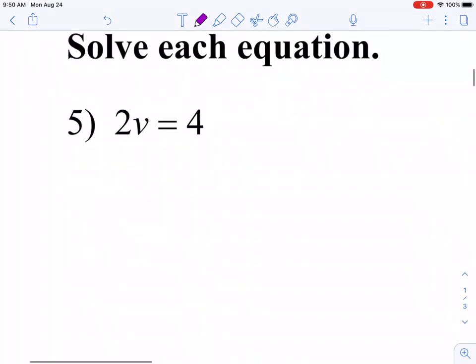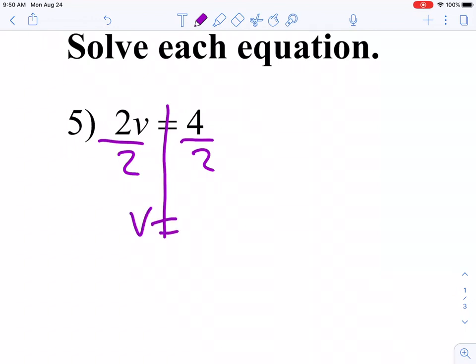For each equation, in number 5, 2 is multiplying with v. The opposite or inverse of multiplication is division, so we are going to divide 2 to both sides to find that v is equal to 4 divided by 2, which is 2.